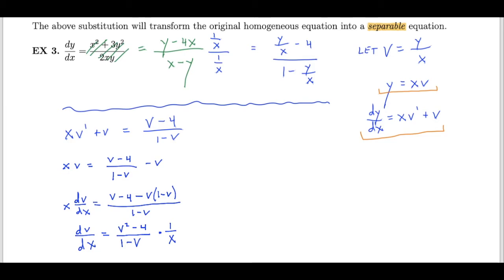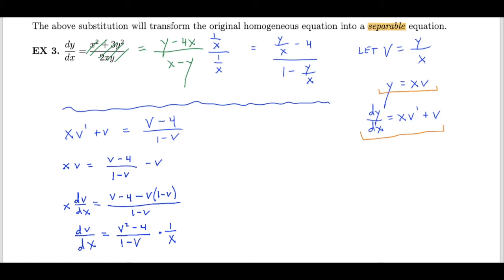Here I've done some algebraic manipulation and simplification. I've isolated my derivative dv dx. It still may not be totally clear, but this is a separable differential equation. And I can demonstrate that by separating the derivative dv dx, and then I'm going to move this v fraction over to the other side. I'm going to multiply by its reciprocal.